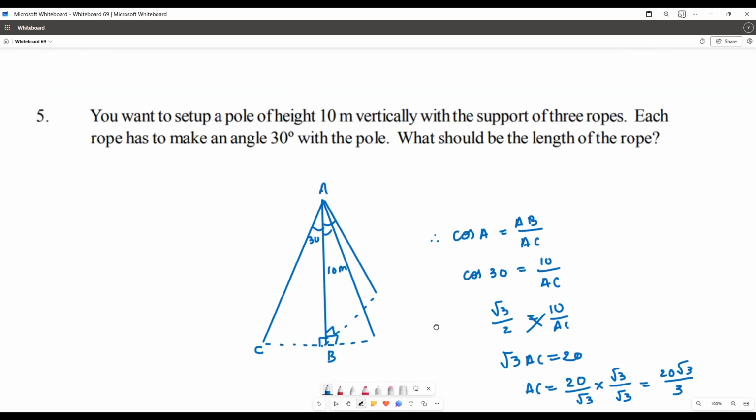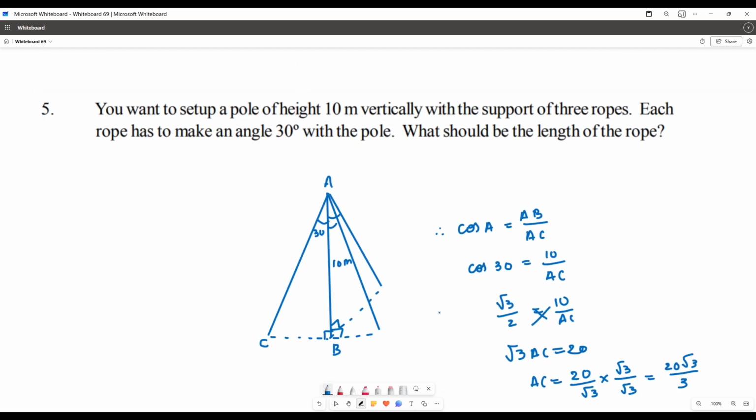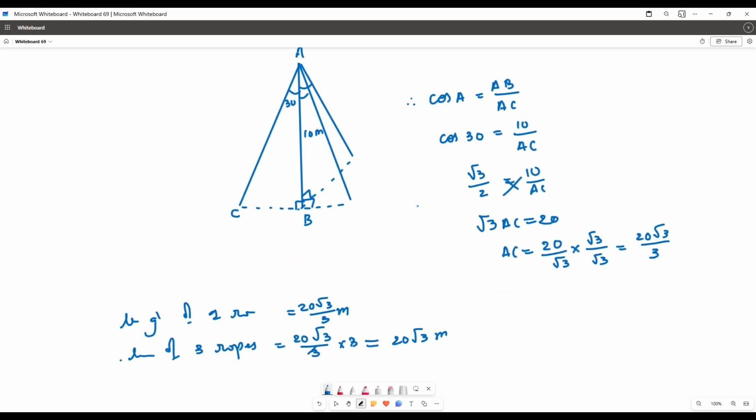That's it. So if you want to set up a pole of height 10 meters vertically with the support of 3 ropes and each rope making a 30-degree angle with the pole, then the length of the rope should be 20 root 3 meters. Hope you understood the question.